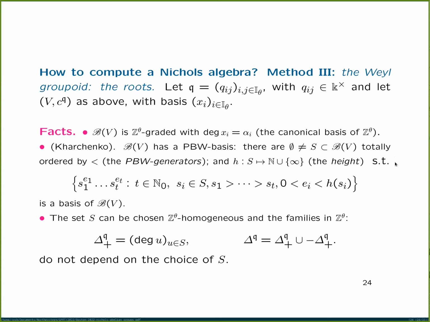And then you form all the ordered monomials, s_1^{a_1}, s_2^{a_2}, until s_t^{a_t}, where s_1 is bigger than s_2, bigger than s_t. This is a convention. You can use the other convention, but it doesn't matter. And the exponent a_i should be between 0 and the height of the root s_i. So it's like a PBW basis of the universal enveloping algebra, but you have a function that says where you will have to truncate.